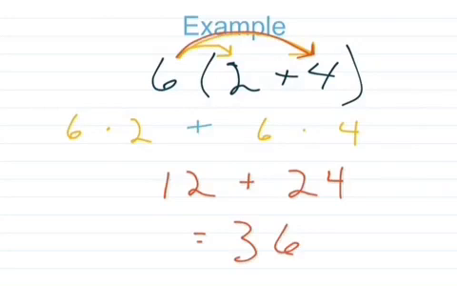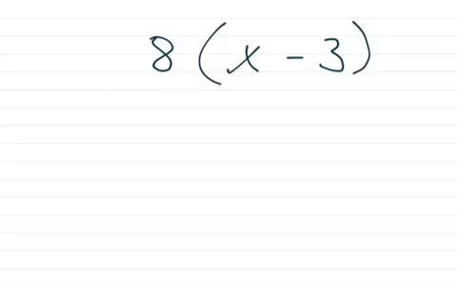Now you'll notice it equals the same thing, 36. We get 36 either way. But when we distribute, we're multiplying this way. We're kind of multiplying by each value within the parentheses. Now, sometimes you can do this with variables. So let's try an example with variables.